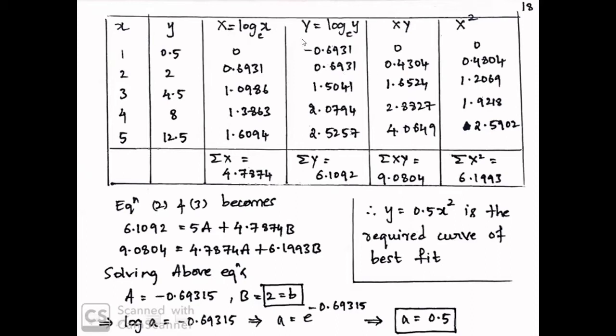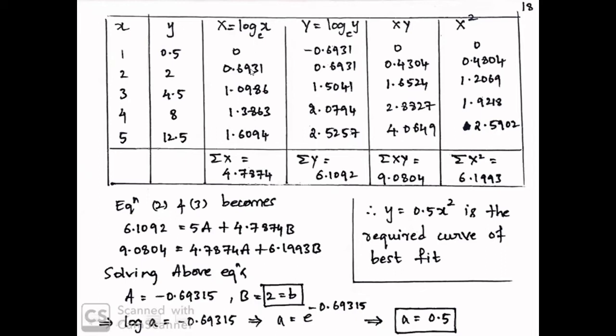Next is X into Y. This is capital X into capital Y. So the third column and the fourth column product we have to take. 0 into minus 0.69 will be 0. 0.6931 into 0.6931 is 0.4804. 1.0986 into 1.5041 is 1.6524 and so on. Next is capital X square. We have the capital X values. We square up these values and tabulate in the last column. This 0 square will be 0 again. 0.6931 square is 0.4804. 1.0986 square is 1.2069 and so on.